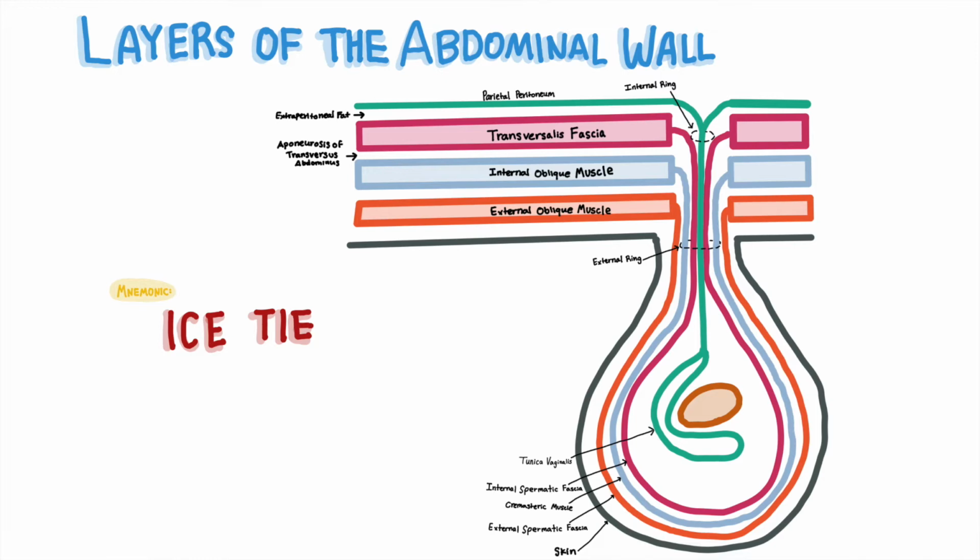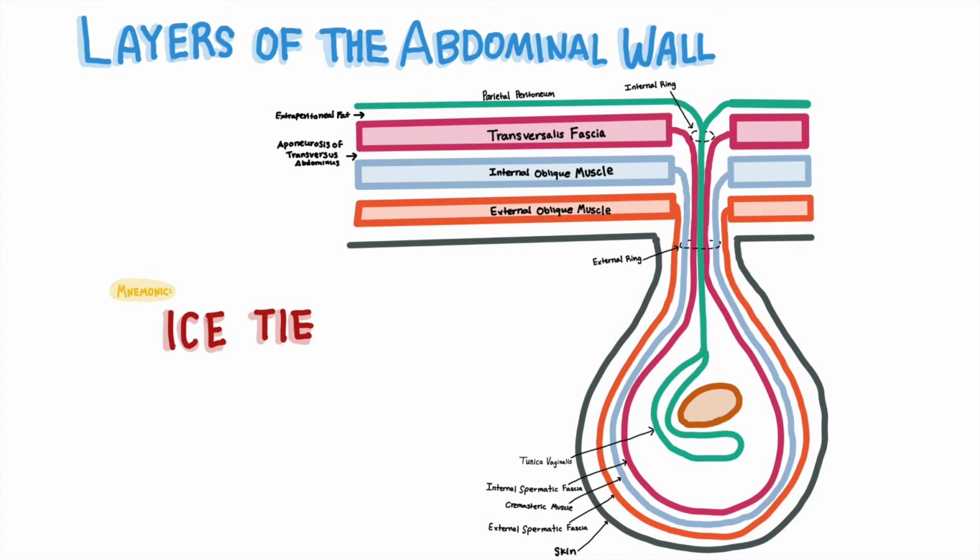We also see some other layers of the abdominal wall in our diagram. First, we see the parietal peritoneum and then a layer of extraperitoneal fat on top of that. That is now followed by the transversalis fascia, as we've mentioned, and then the aponeurosis of the transverse abdominis muscle, then the internal oblique muscle, and the external oblique muscle.